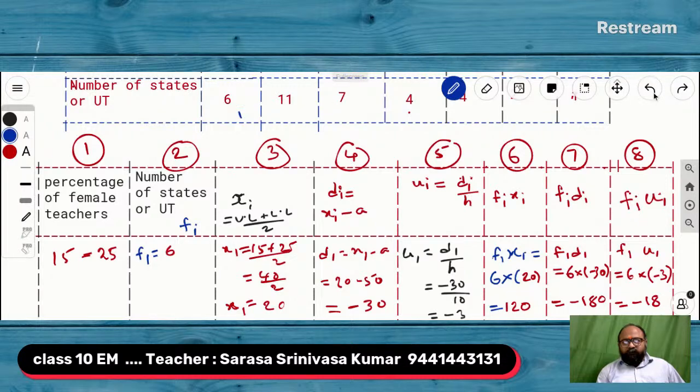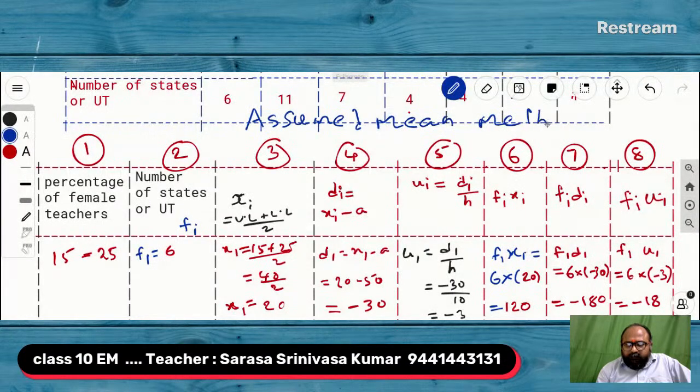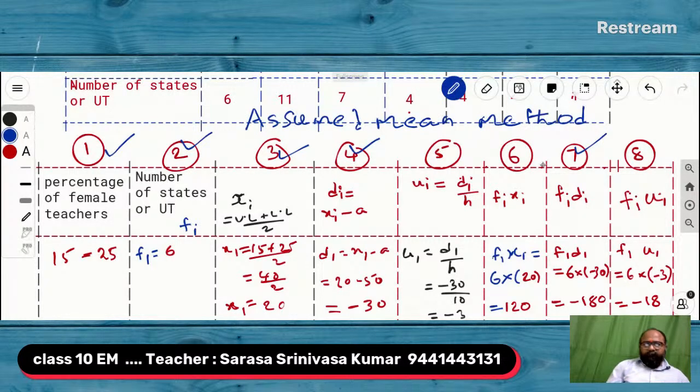If you want to find the arithmetic mean by the assumed mean method, then columns 1, 2, 3, 4 and 7 are required. Other columns are not required. Column 1, column 2, column 3, 4 and column 7 are required to find the arithmetic mean by the assumed mean method.